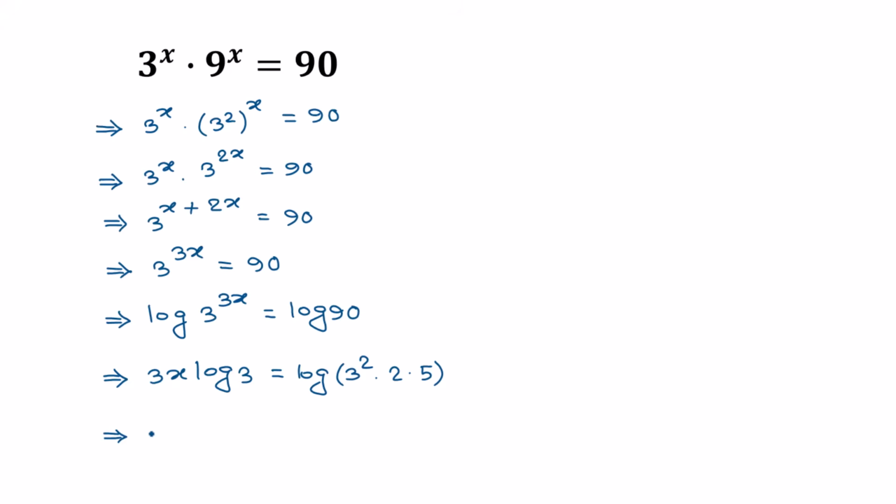On the left side, 3x times log of 3 is equal to, applying the formula log of a times b times c is equal to log of a plus log of b plus log of c, log of 3 squared plus log of 2 plus log of 5.